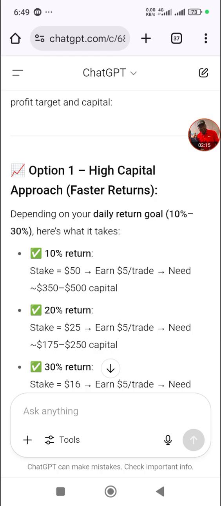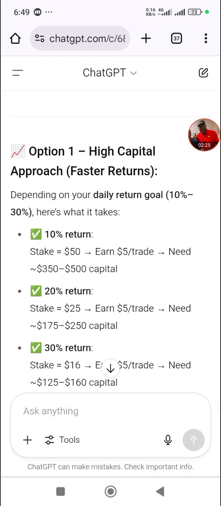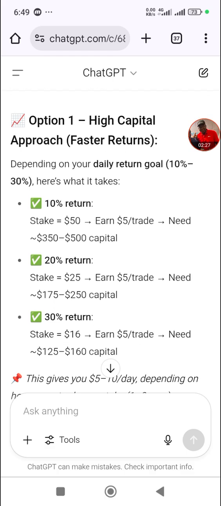Let's say, for instance, you are trading the accumulator that I showed you. One trade will give you 10%. You are supposed to do 3 trades, maximum 3 trades. Let's say you are doing 3 trades. 3 trades fall under 30% return. Now, 30% return, let's say you are staking $16. That is if you quickly want to be earning $5 every day.